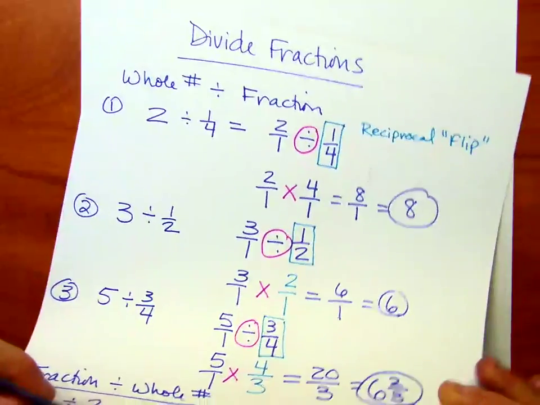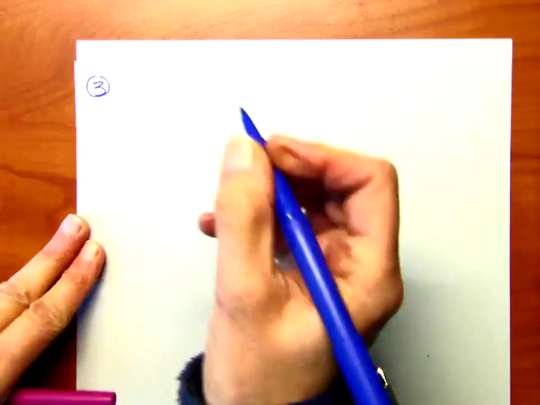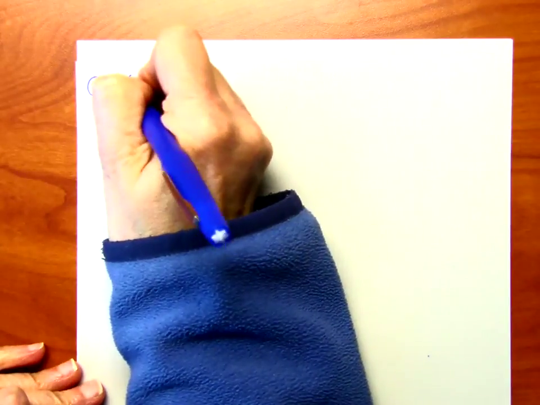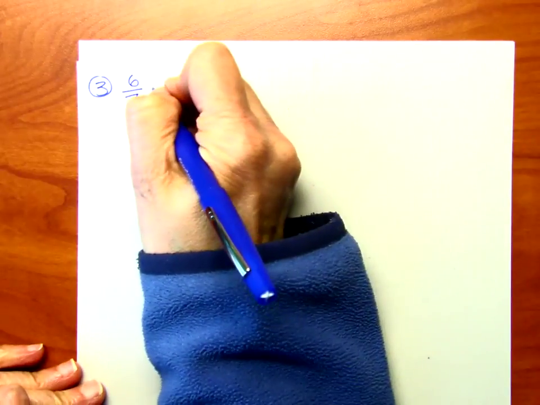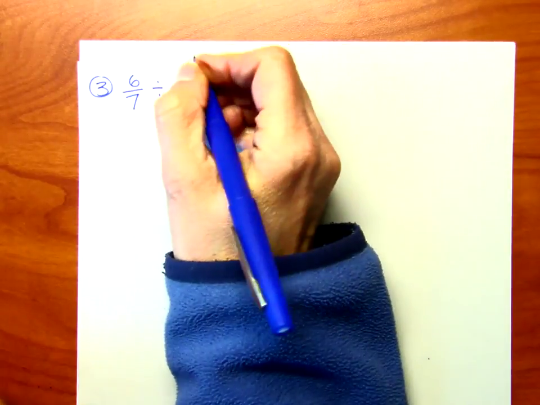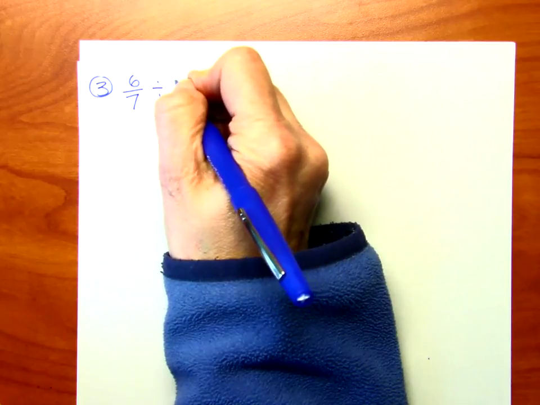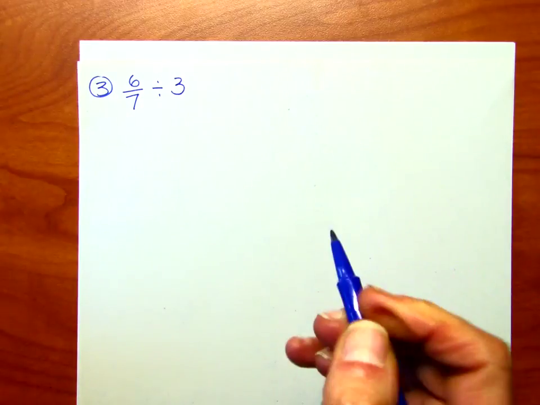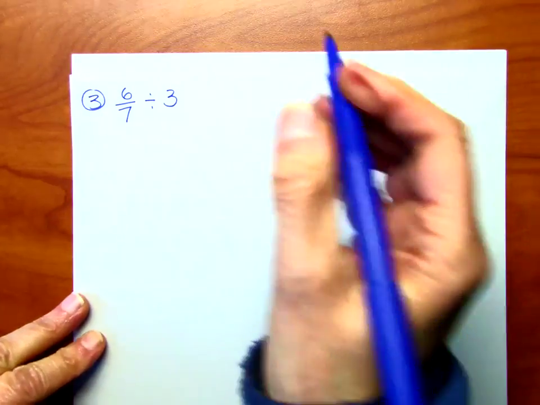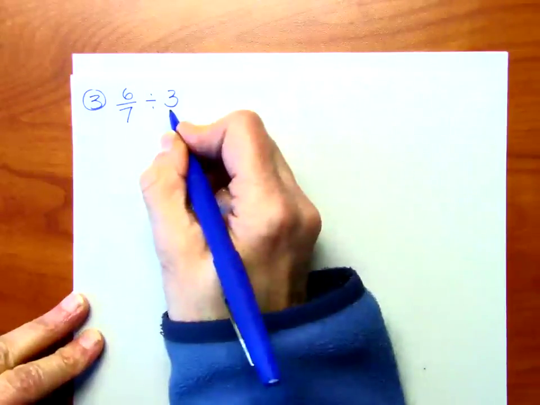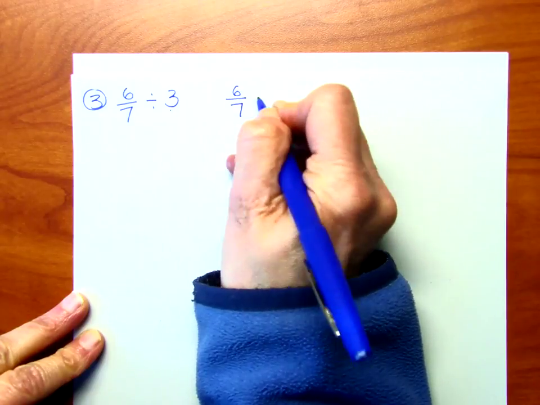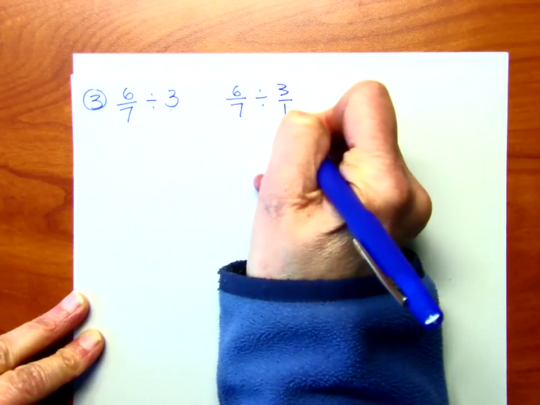Let's go ahead and do some more like that. We'll do one more. Okay, so in this one, let's say we have 6/7 divided by 3. Okay, 6/7 divided by 3. So I'm just going to rewrite it, put a 1 under this, so 6/7 divided by 3/1.